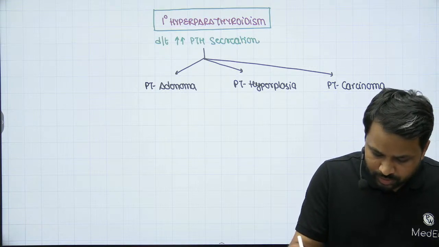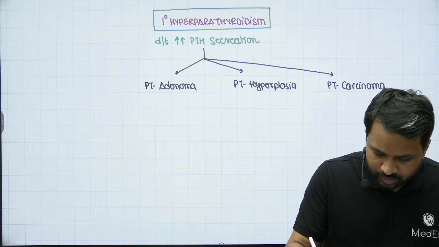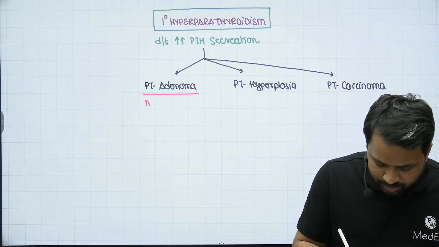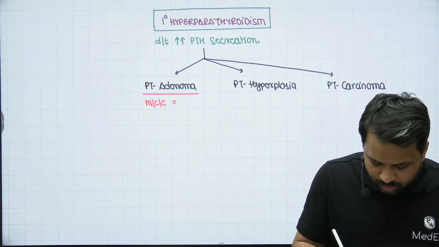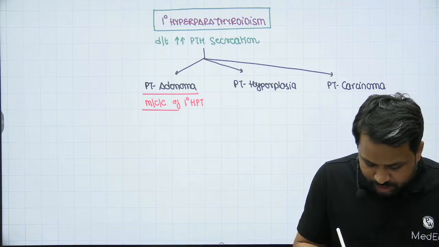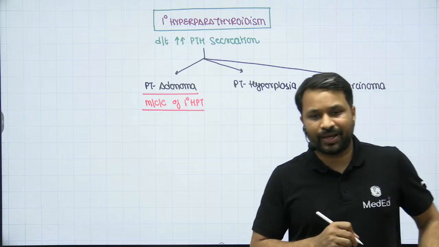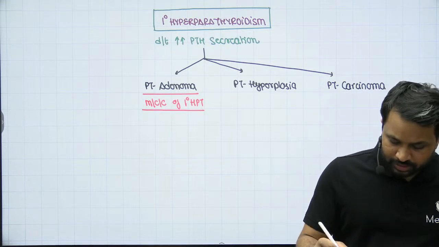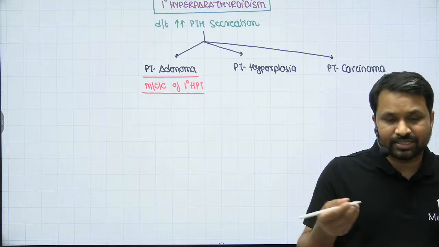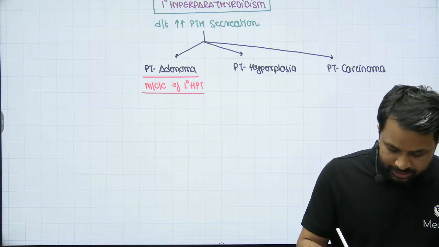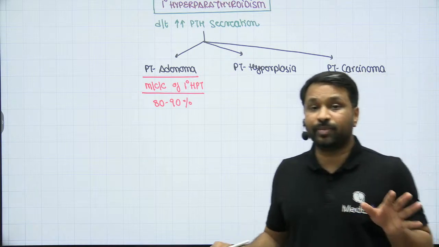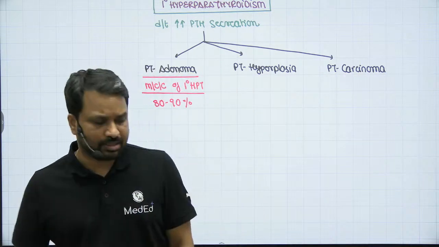Now, you need to understand that parathyroid adenoma is the most common cause of primary hyperparathyroidism. Whenever we use the word HPT, that means hyperparathyroidism, right? The incidence is around 80 to 90% of the patients who suffer from primary hyperparathyroidism, because of parathyroid adenoma, as simple as that.